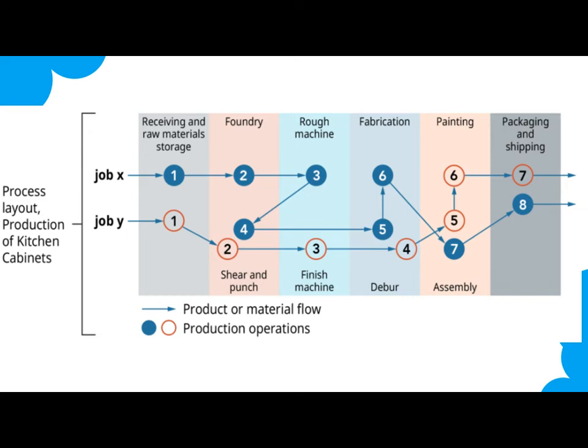Similarly, take the example of job X. Now job X will flow from number 1, receiving and raw material storage, then number 2, foundry. After that, number 3, rough machines. Again from rough machine, that is section number 3, it will be retransferred to foundry, that is section number 2, at number 4.